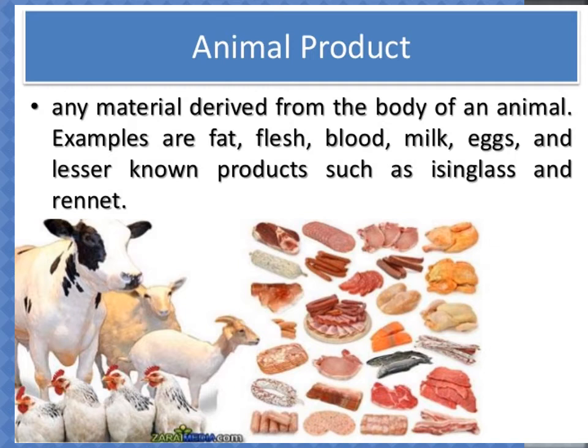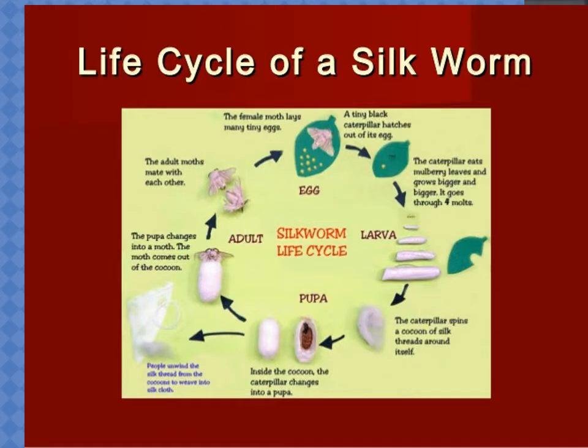Transportation of goods. So next, another example. Animals provide us with fiber too. The cocoon of the silk moth yields the silk fiber. Everybody see the picture, the life cycle of a silkworm.